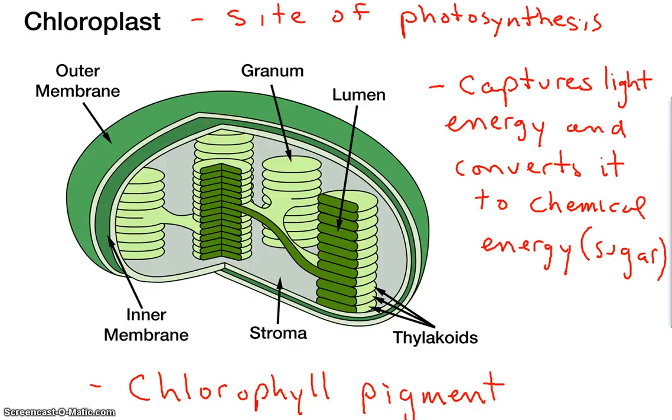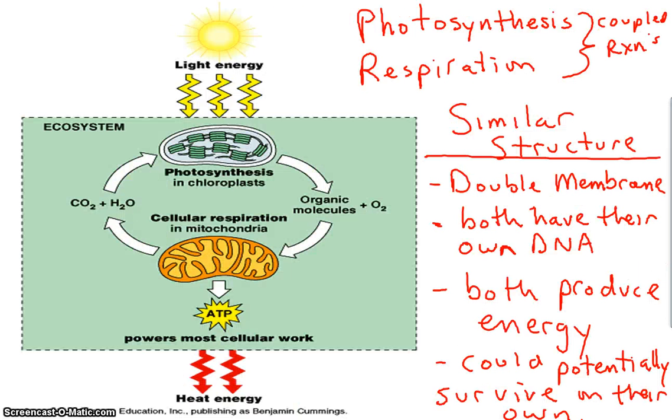That's the structure that you're going to have to be able to recall and work with. And so now let's compare the two. Chloroplasts carry out photosynthesis. Mitochondria carry out cellular respiration, and they are what we call coupled reactions. That means that they work with each other, and the waste products of one become the reactants of the other.